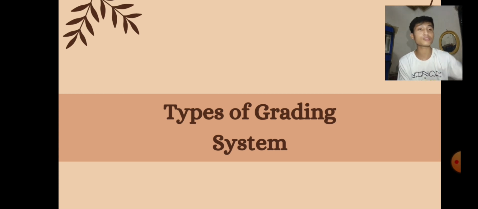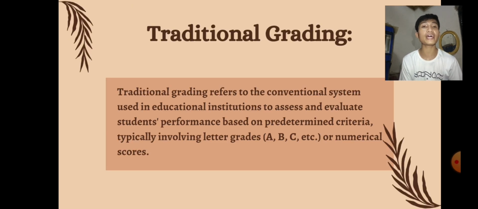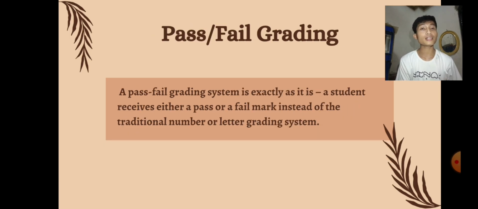So these are the types of grading system. The first one is the traditional grading. Traditional grading refers to the conventional system used in educational institutions to assess and evaluate students' performance based on predetermined criteria. It typically involves letter grades such as A, B, C, etc., or numerical scores. The next one is the pass or fail grading. A pass or fail grading system is exactly as it sounds. A student receives either a pass or a fail mark instead of a traditional number or letter grading system.